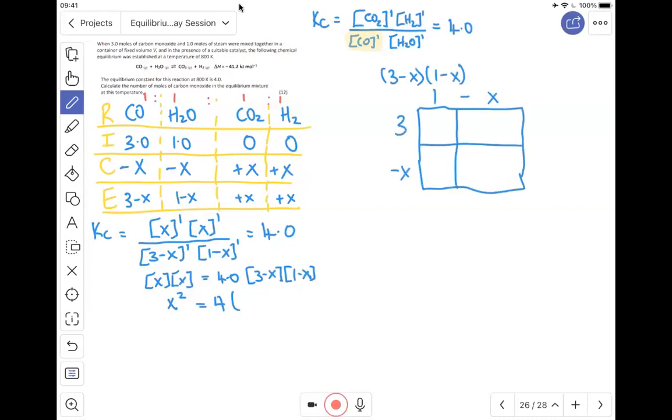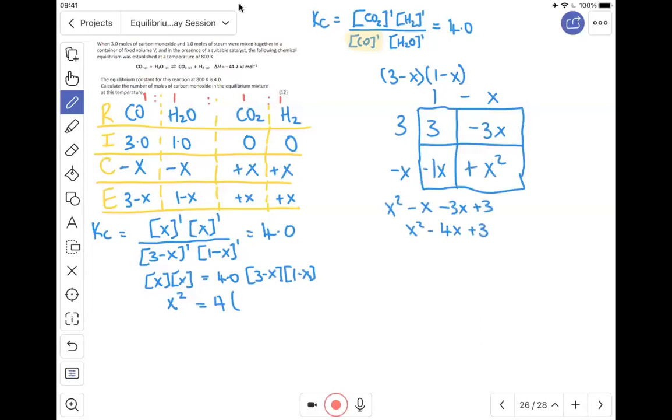So multiplying the area basically of each square. 3 times 1 is 3. 3 by minus x is minus 3x. 1 by minus x is minus 1x. And minus by minus is plus. x by x is x squared. So that gives me x squared minus x minus 3x plus 3. So that is x squared minus 4x plus 3.